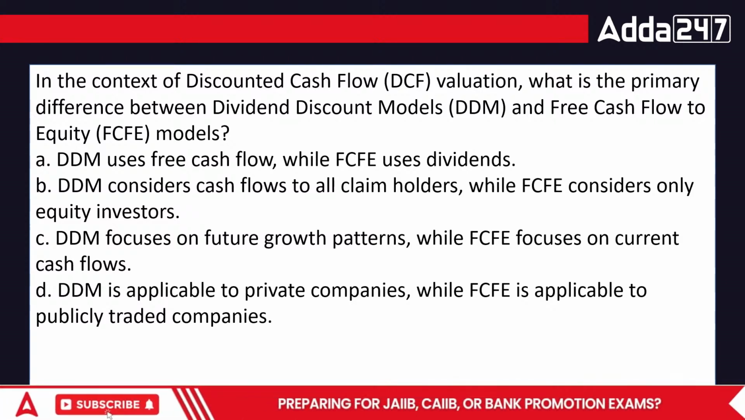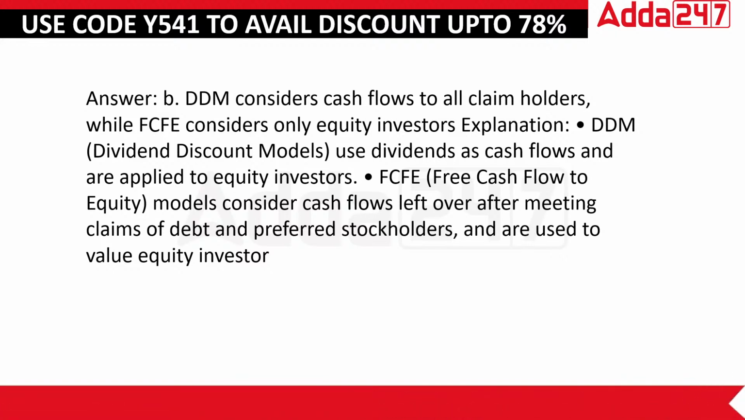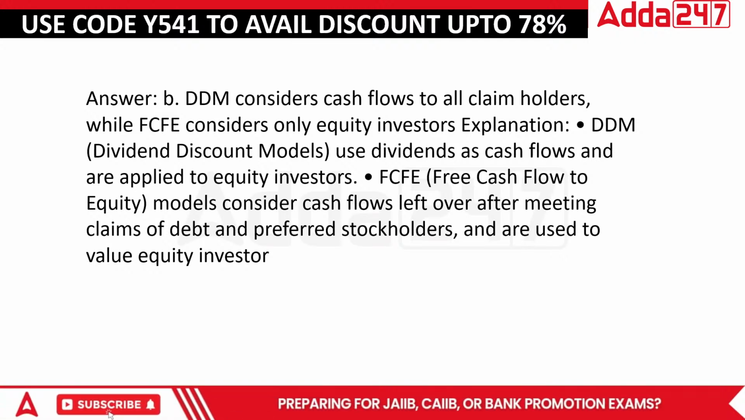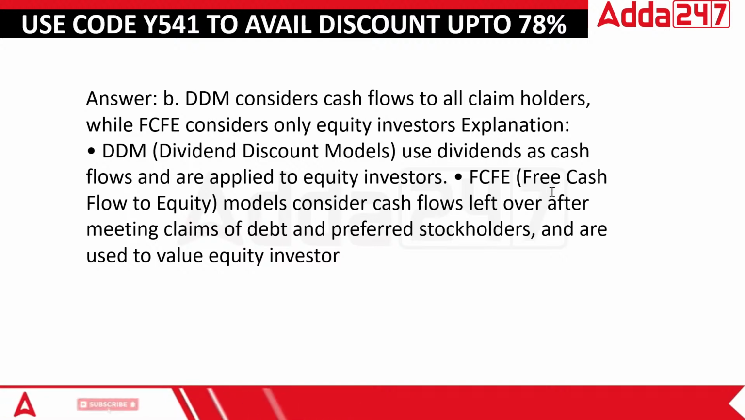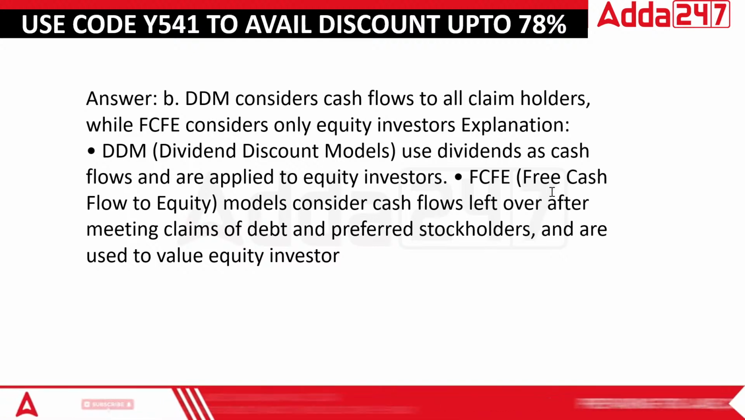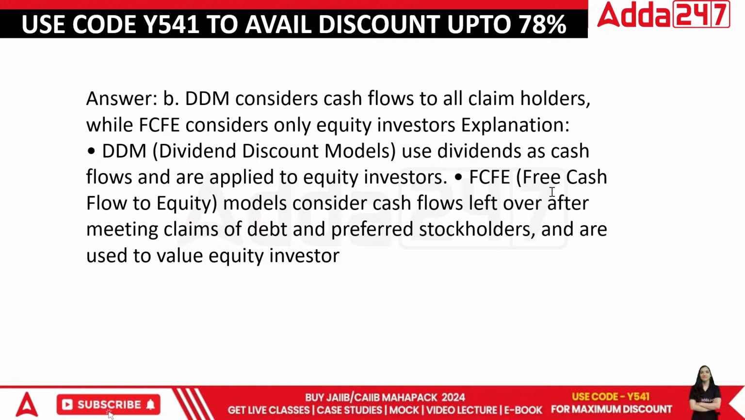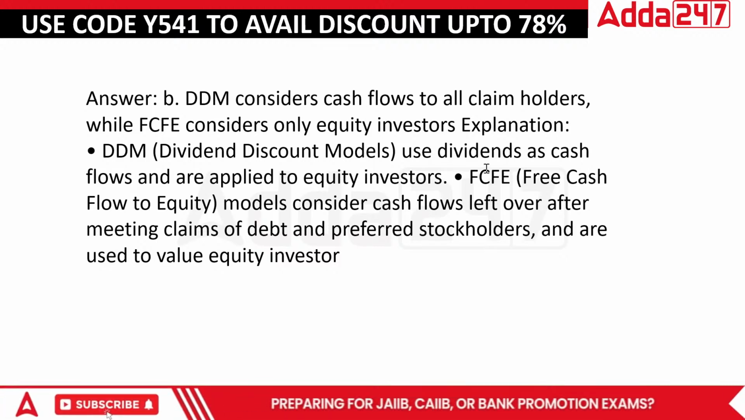What's going to be the answer? The answer is B. DDM talks about the dividend discount model. Dividend discount model matlab the model which is, see, discount is the money that the shareholders get. Dividend is actually the money, the part of profit which is received by the shareholders. Okay? And then we talk about FCFE. FCFE is the part of the particular profit of the business which is with the shareholder.